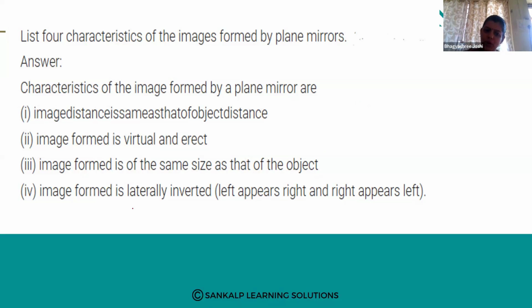Okay. Image formed is laterally inverted. What do you mean by lateral inversion? When left appears right and right appears left. ನೀವೇನಾದ್ರೂ ಲೆಫ್ಟ್ ಹ್ಯಾಂಡ್ ಅನ್ನ ಎತ್ತಿದ್ರೆ ನಿಮ್ಗೆ ಏನ್ ಕಾಣಿಸುತ್ತೆ? ರೈಟ್ ಹ್ಯಾಂಡ್ ಕಾಣಿಸುತ್ತೆ. ರೈಟ್ ಹ್ಯಾಂಡ್ ಅನ್ನ ಮೇಲೆತ್ತಿದ್ರೆ ಯು ಆರ್ ಅಬ್ಸರ್ವಿಂಗ್ left hand, right? So left appears right, right appears left. That is lateral inversion, laterally inverted, right?